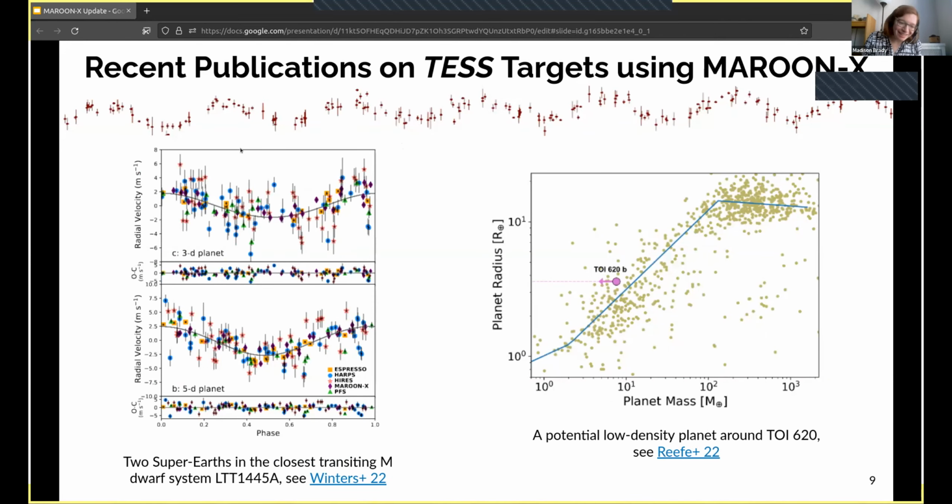This was just brought up earlier, but we have also contributed data to the LTT 1445A paper, which is the nearest transiting M dwarf system with two super-Earths. And then quite recently, MAROON-X data was contributed to the paper to characterize the TOI-620 system, which is a potentially extremely low density sub-Neptune.